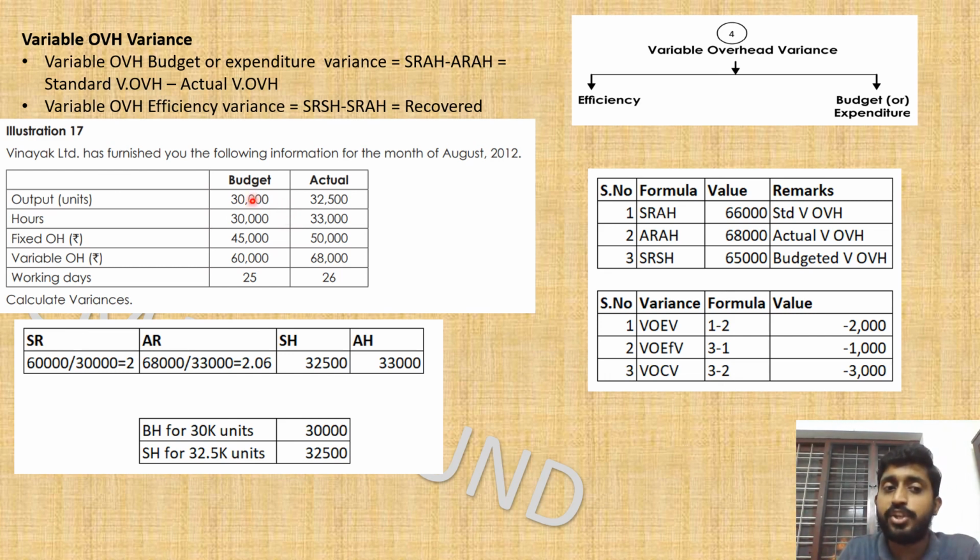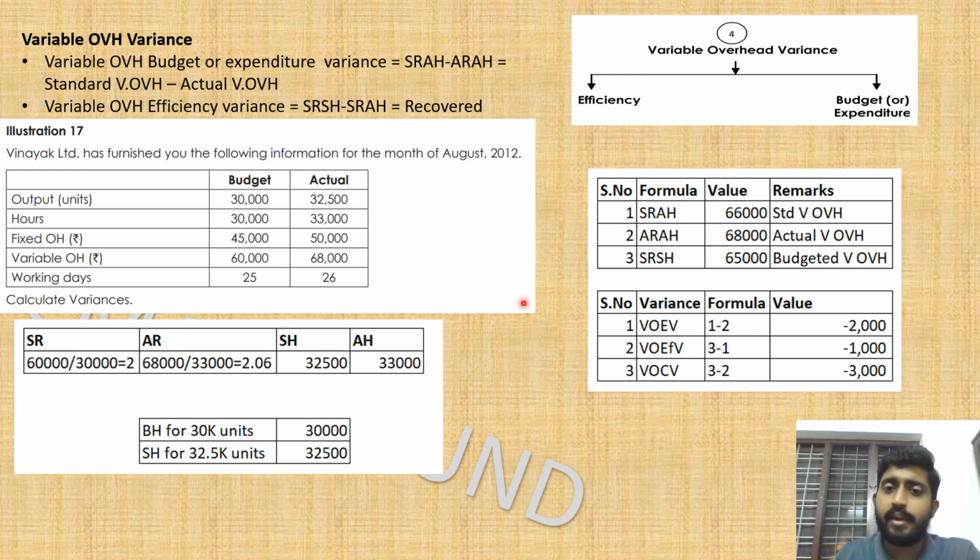Okay, so 30,000 units from 30,000 hours, which means for 1 unit, 1 hour is the standard. So for 32,500 units, actual is 33,000 hours, but standard is 32,500 hours. Actual hours is taken, standard hours is taken. Standard rate, what is the standard rate? Here variable overheads is 60,000, that is for 30,000 hours. So 60,000 divided by 30,000 is 2 rupees per hour. Actual rate is 68,000 divided by 33,000, which is 2.06. So very simple. We have found all this.